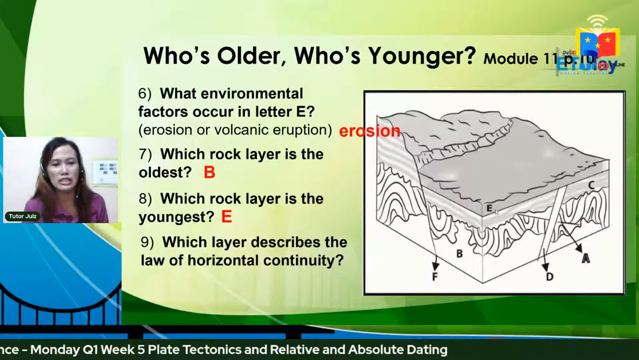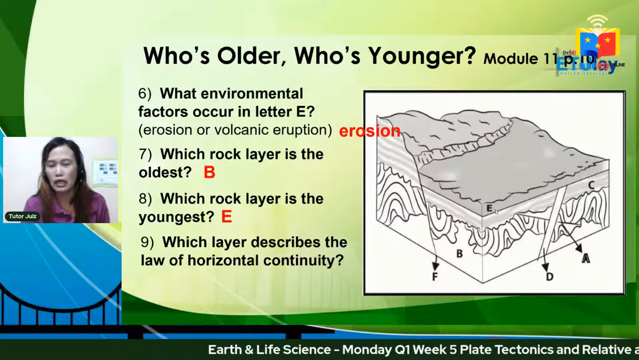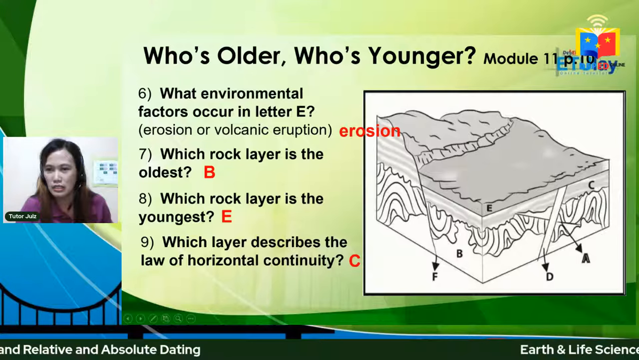Number 9. Which layer describes the law of horizontal continuity? So the horizontal continuity, there's a continuation on the other side. That is layer C. Tingnan nyo, merong insertion dito. There is a cutting, right? So, C is the correct answer.